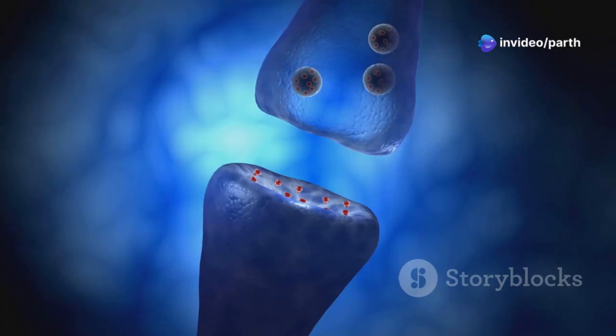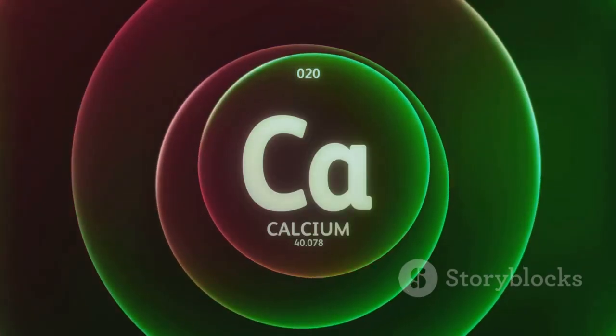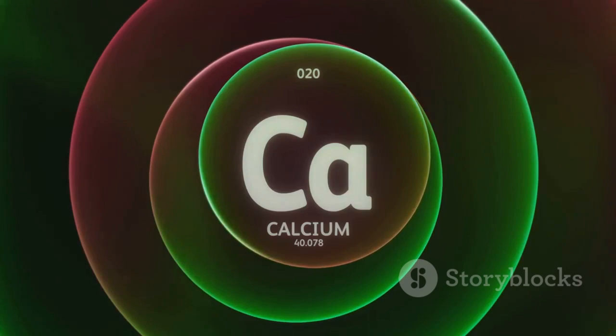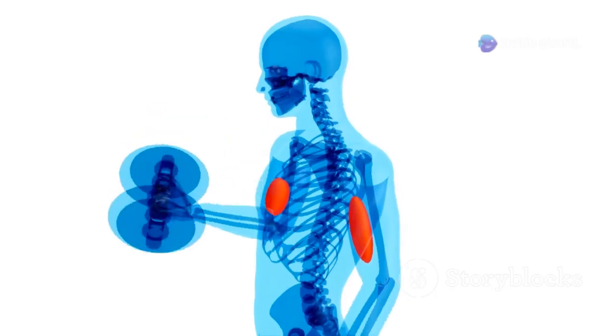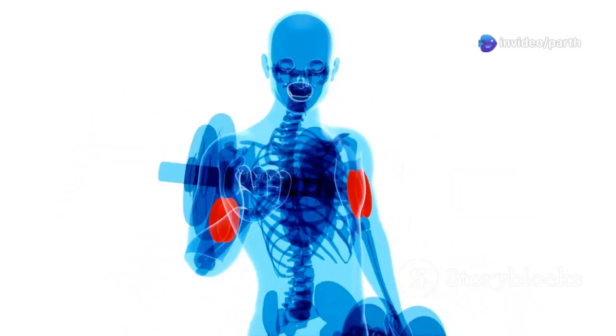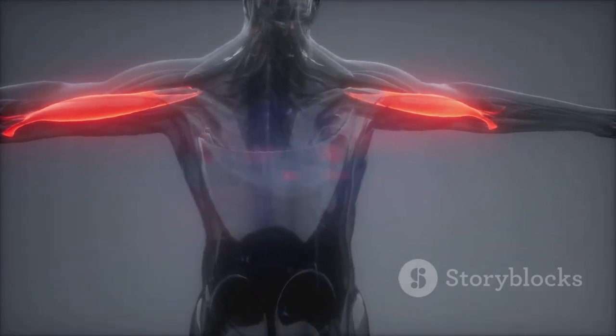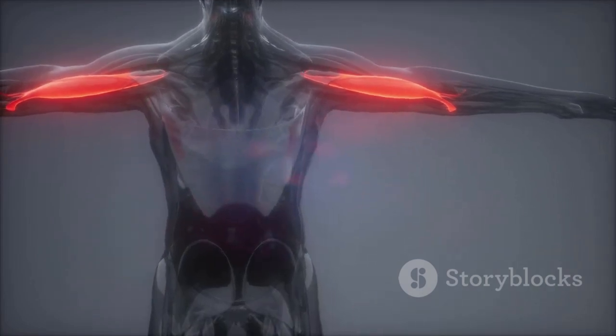When a nerve impulse reaches the muscle, it releases calcium ions. These ions bind to a protein called troponin, which is attached to tropomyosin. This binding causes tropomyosin to move, exposing the myosin binding sites on actin. Now, the myosin motors can grab onto actin and initiate the sliding filament process, leading to muscle contraction.